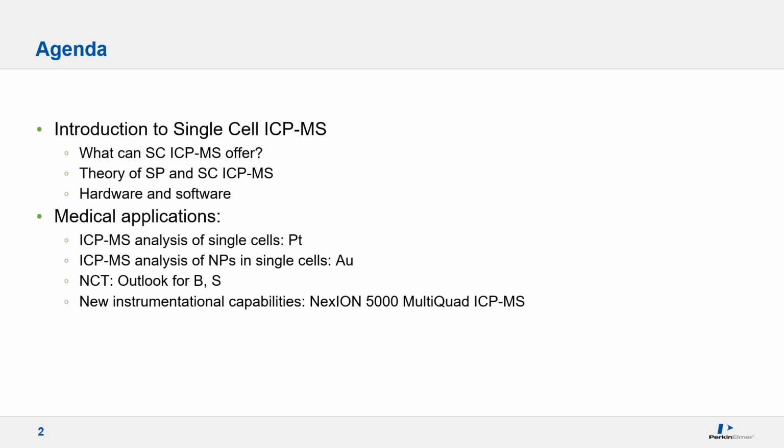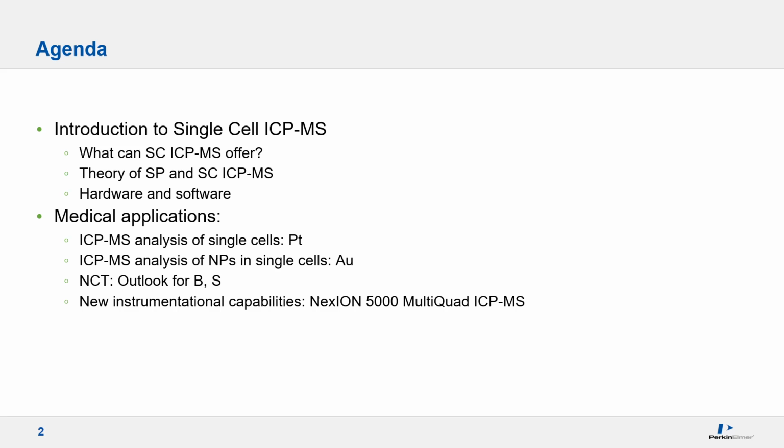The agenda for today's talk is the introduction to single cell ICP-MS. Here we want to cover what the technique can offer. We want to understand the requirements in terms of the hardware and the software in order to make those measurements. And for that, we also need to look into the theory for single cell ICP-MS. And I will also take a step back there, looking into single particle ICP-MS, because it allows us a better appreciation of where the differences in terms of the requirements lie.